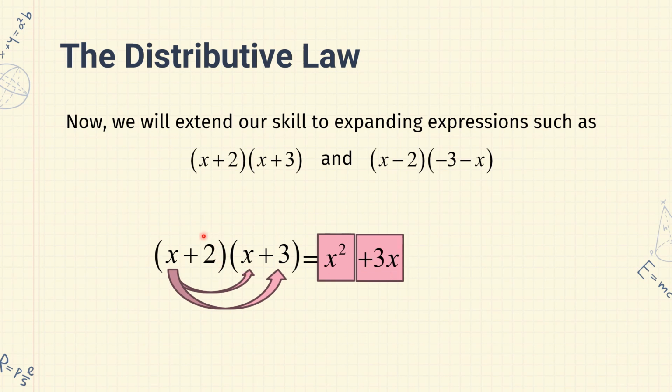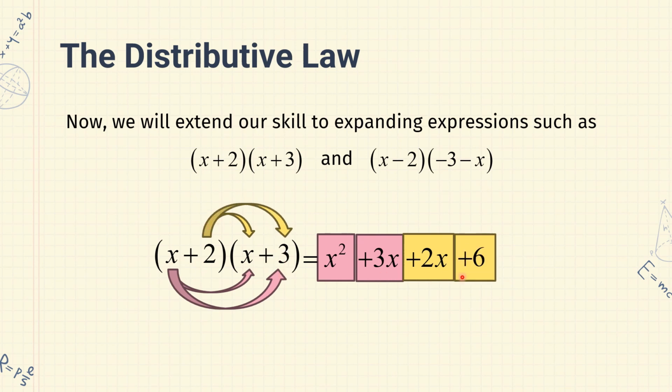Then we look at the second term found in the first pair of brackets, and that is a plus 2. We will do similarly. Plus 2, we multiply with the x to get a plus 2x, followed by a plus 2 multiplying with a plus 3, and that gives us a plus 6. We know that plus 3x and plus 2x are like terms. We can simplify this expression by adding 3x and 2x together, and that will give us the final answer of x squared + 5x + 6.